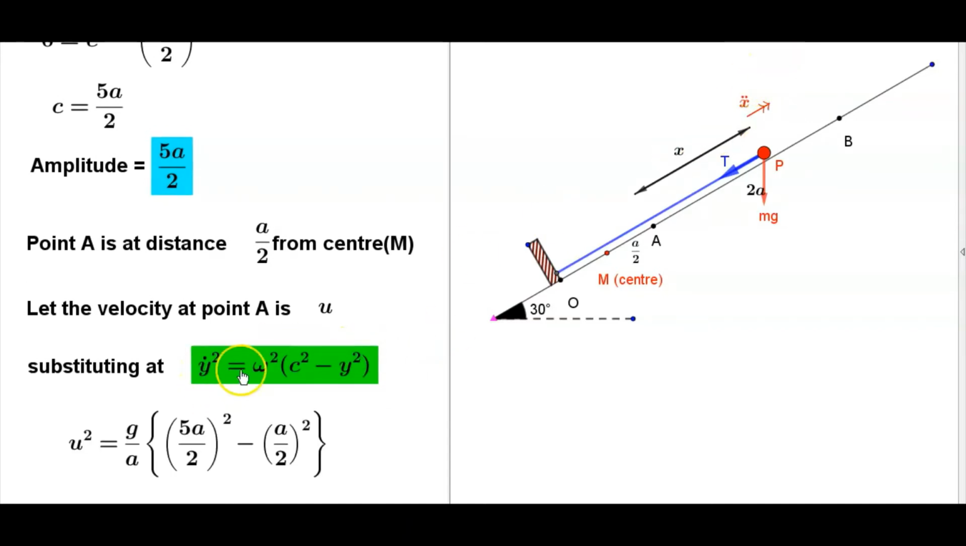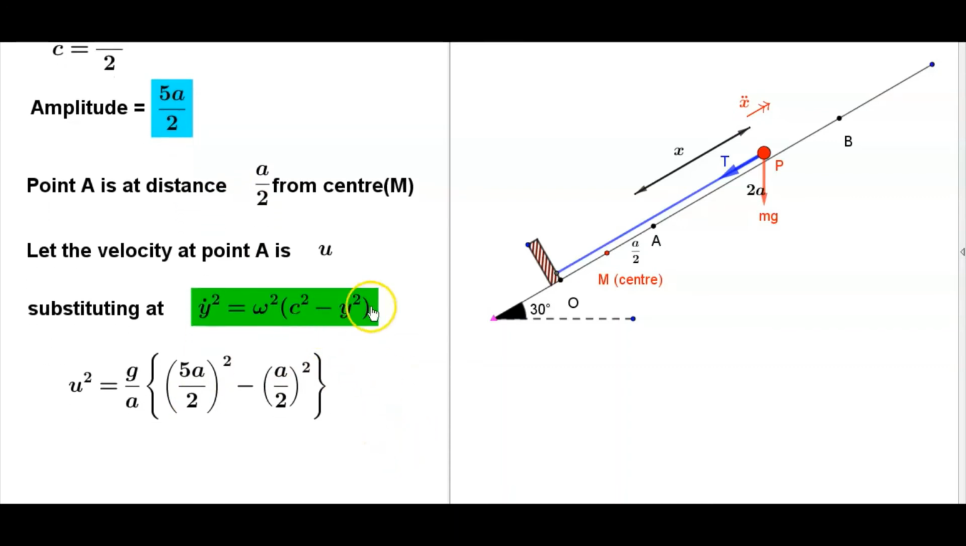Therefore, u squared is equal to g over a into the amplitude 5a by 2 whole thing squared, and this distance y is equal to a by 2, because we want to find out the velocity at point A. This point A is at distance a by 2 from the center. Now here I put a by 2.